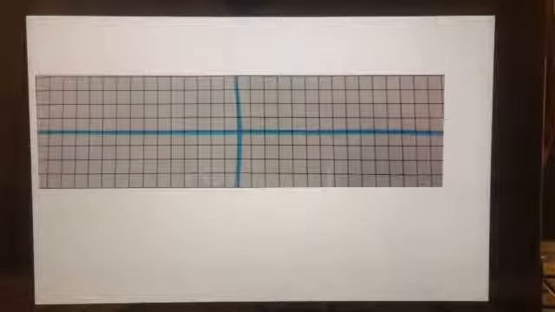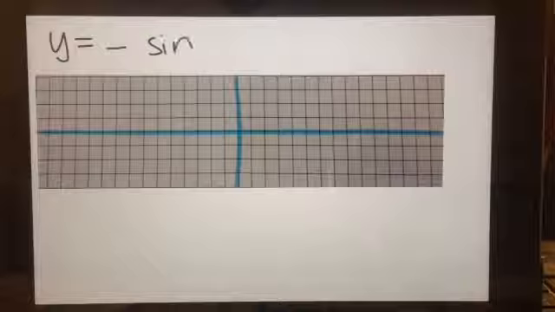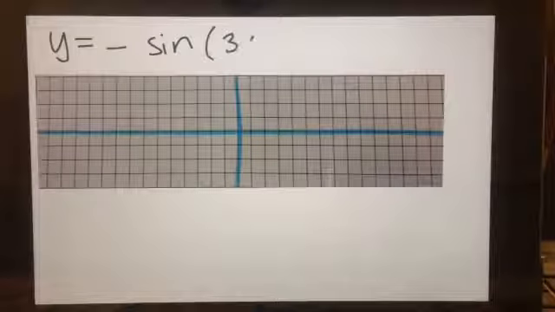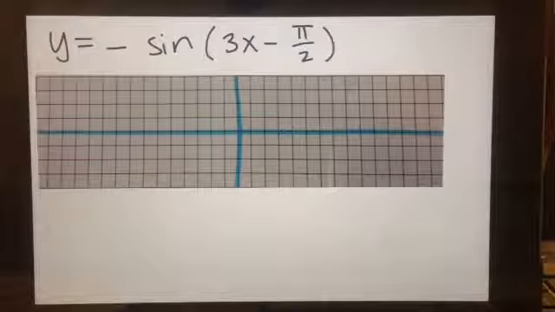All right, let's go ahead and try this one. We're going to do y equals negative sine of 3x minus pi halves plus 1.